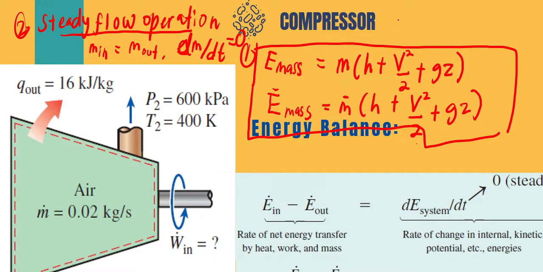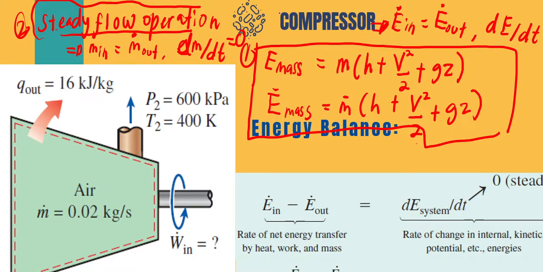Same goes to energy. So the rate of energy in, this is the rate of mass in, the rate of mass out. And this is the rate of energy in, equal to the rate of energy out. And for steady flow operation, the change of energy over time will be equal to 0. Right, so this is the important assumption for steady flow operation.